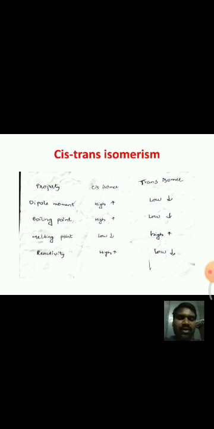Coming to boiling point, it depends upon the ionic character. That means it depends upon dipole moment, hence the cis isomer has a higher boiling point than the trans isomer. And melting point depends upon how the molecules are packed. That means the trans isomer has a higher melting point than the cis isomer. Coming to reactivity, trans isomers are generally stable. The cis isomers generally have higher reactivity.